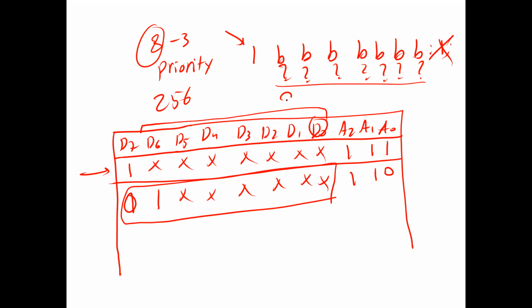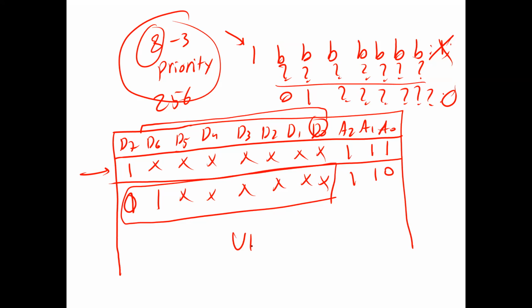This one will become 0 1 and then question marks for the rest, whatever output you want for your circuit. Again, don't get confused. This example cannot be implemented in a user defined primitive. Why? Because the UDP requires that you have only one output.